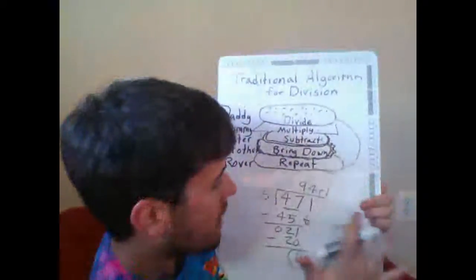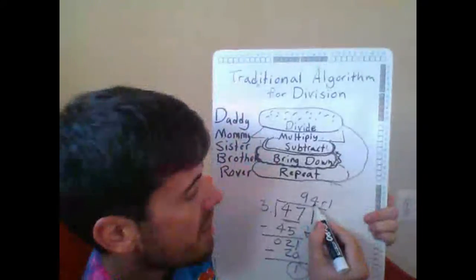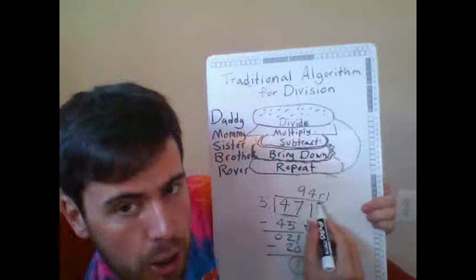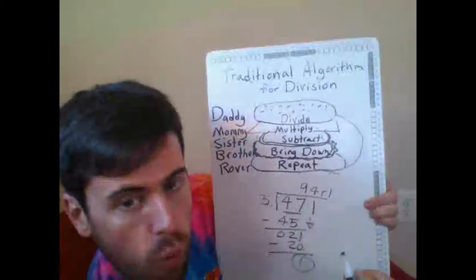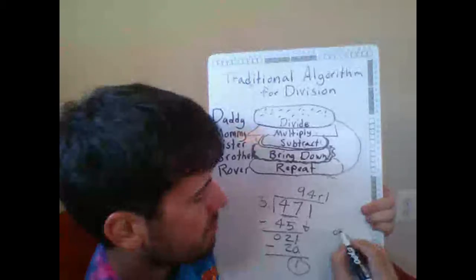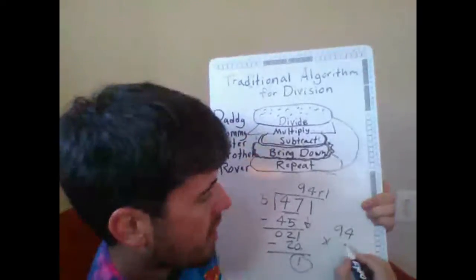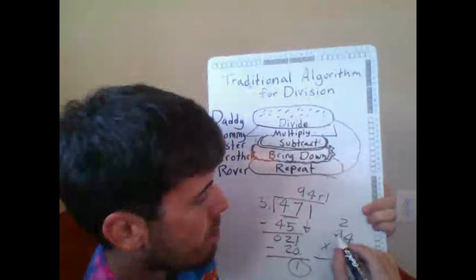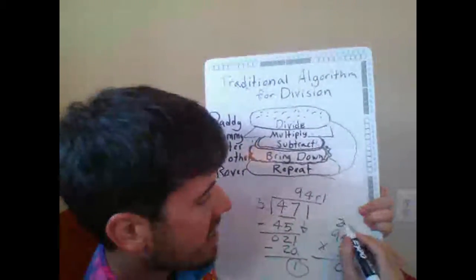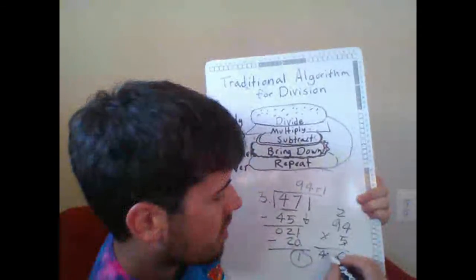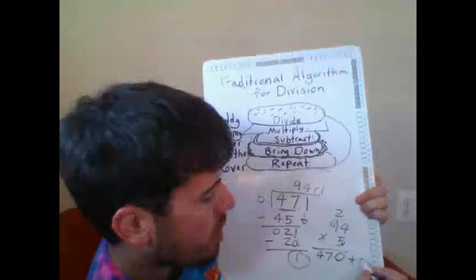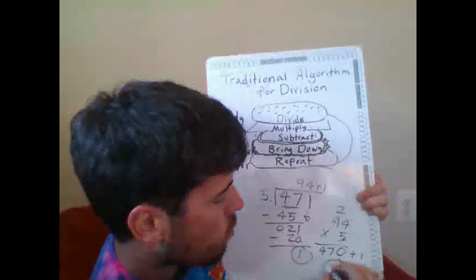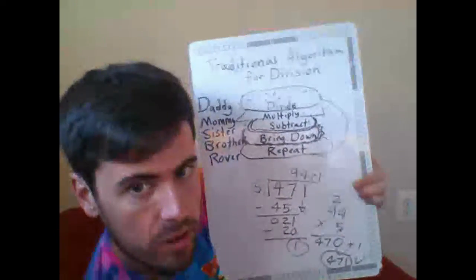Again, we can check this by saying to ourselves, 94 times 5 plus our remainder, plus 1, should equal 471. Let's check. 94 times 5. 5 times 4 is 20. 5 times 9 is 45, 46, 47. 470 plus our remainder of 1 equals 471. The answer checks out. Okay?